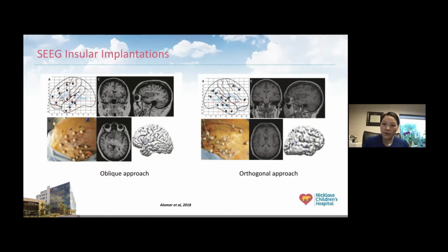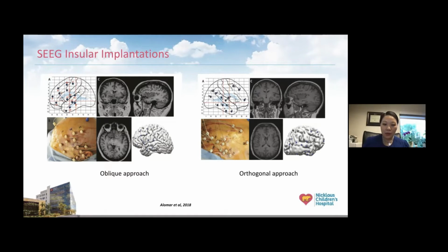And of their 198 cases of SEEG implantations, 135 of them, so the majority of the patients, actually had insular implantations. So that's a total of 303 electrodes inserted into the insula. So they have a very significant experience with insular epilepsy sampling.